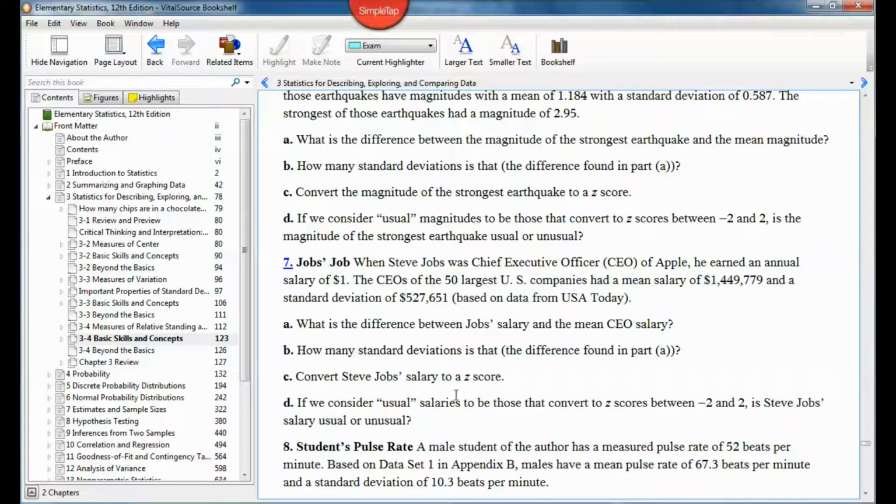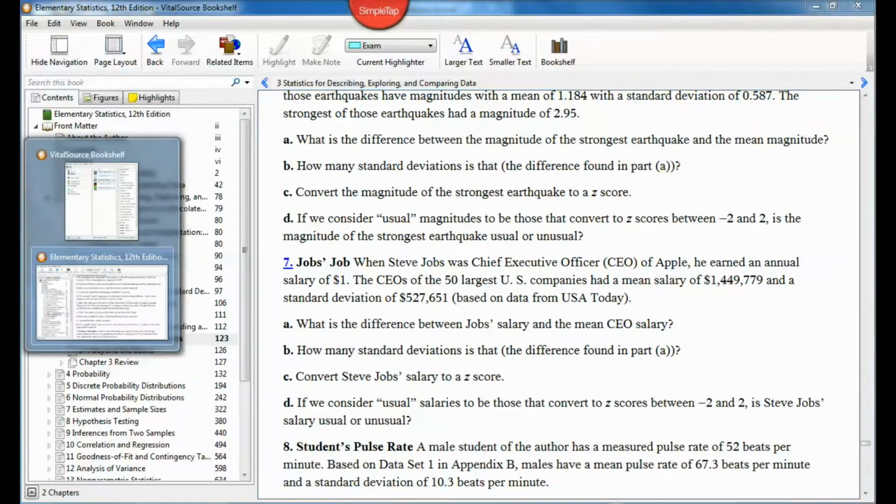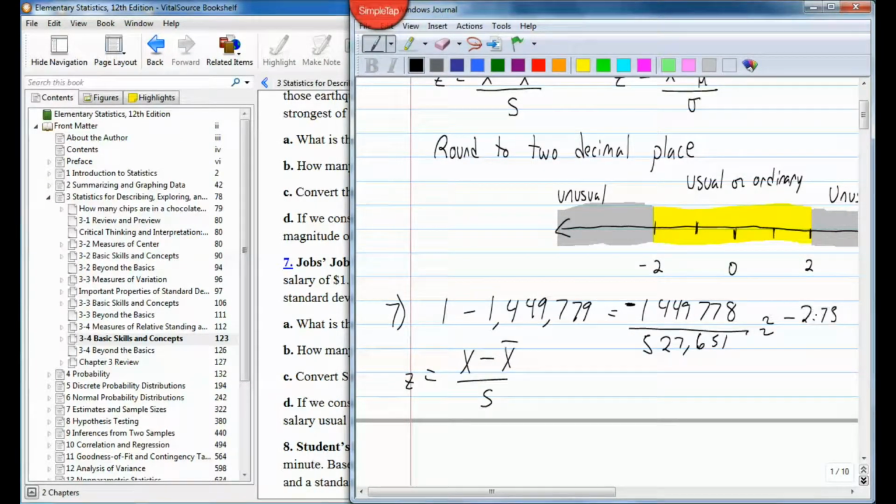If we consider usual salaries to be those that convert to z-scores between negative 2 and 2, is Steve Jobs' salary usual or unusual? It's unusual because it's less than negative 2.00.